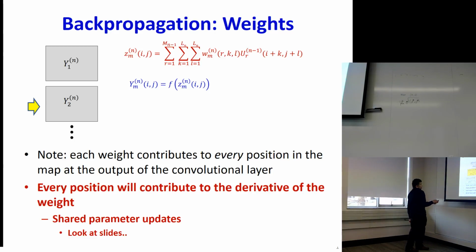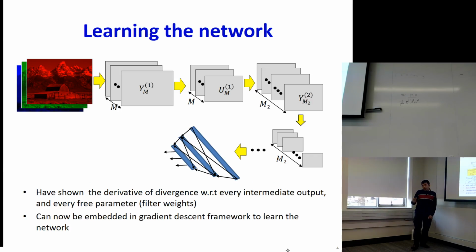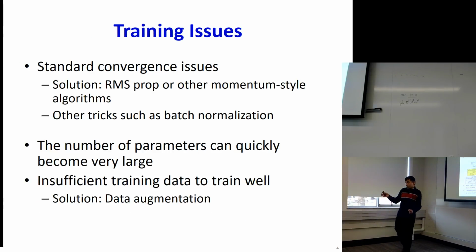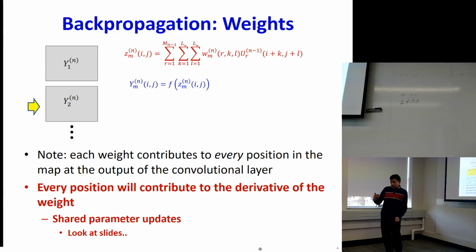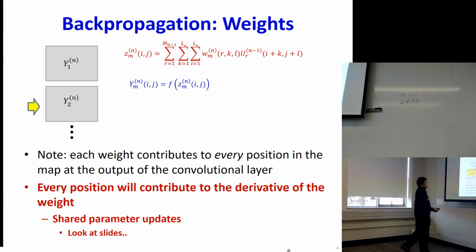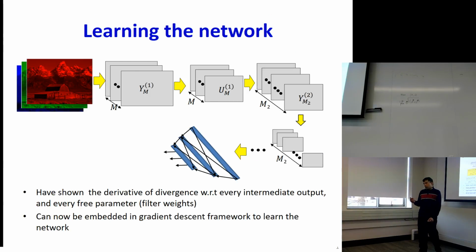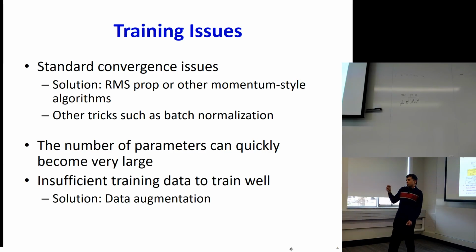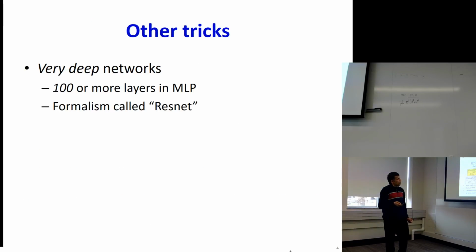So this gives us a pretty ugly update rule where you have to figure out how things are shared and make sure that the gradients are accumulated over all of the terms that contribute to any particular output, or all of the terms that a weight actually affects. So I won't go over this. Take a look at this in the slides.